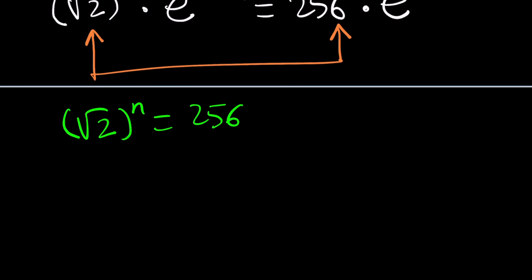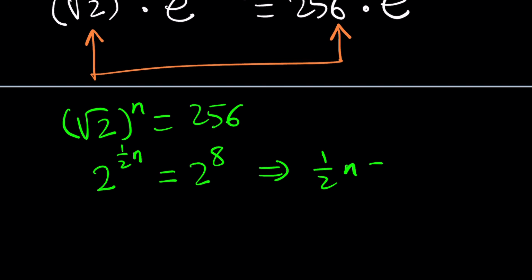Think about this. This is 2 to the power 1/2, to the power n, it's just going to be 2 to the power 1/2 of n. And as you should know, 256 is 2 to the power 8. So what do you get from here, right? Well, if the bases are equal, so are the exponents. So half of n is 8, which means n is equal to 16.